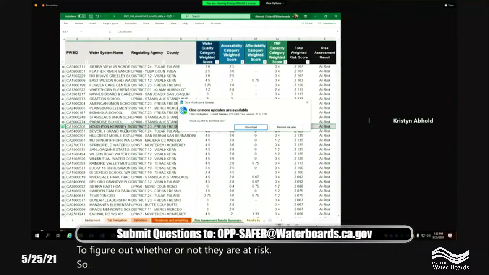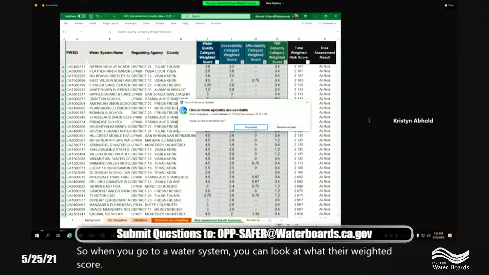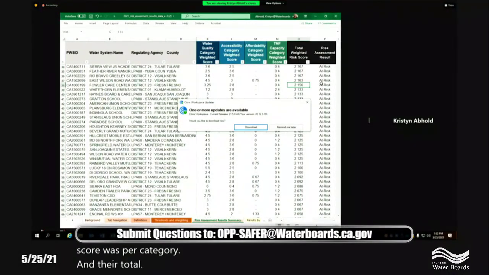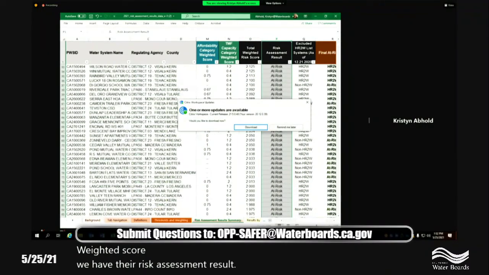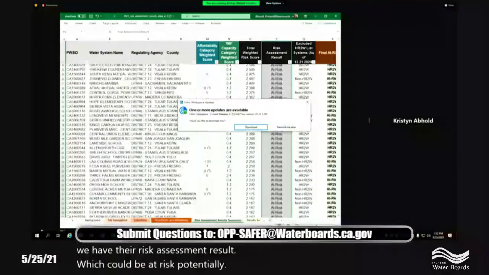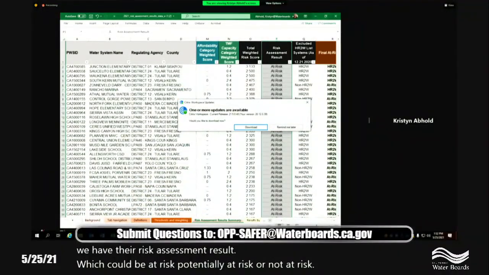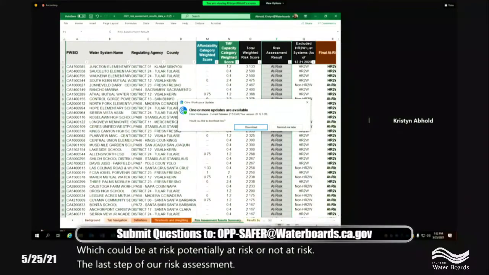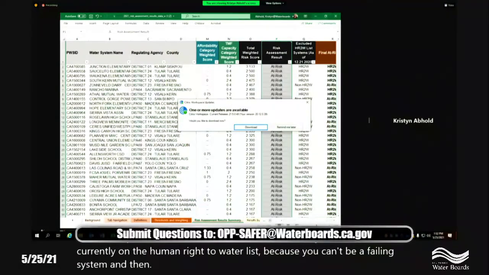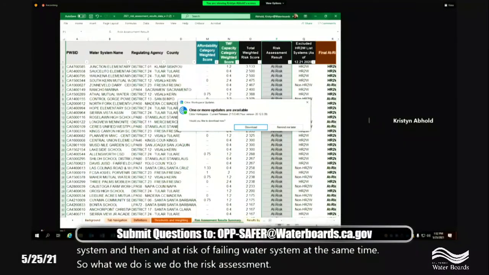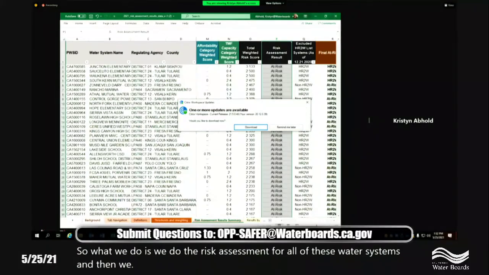So when you go to a water system, you can look at what their weighted score was per category and their total weighted score. We have their risk assessment result, which could be at risk, potentially at risk, or not at risk. The last step of our risk assessment is to exclude the systems that are currently on the human right to water list, because you can't be a failing system and then an at-risk of failing water system at the same time. So we do the risk assessment for all of these water systems, and then we exclude the human right to water list.